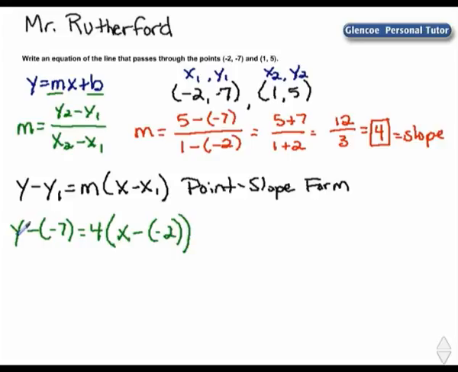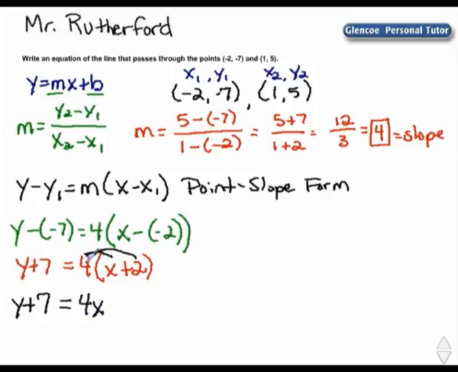So now let's simplify. y minus -7 is equal to y plus 7, which equals 4 times (x minus -2), which is x plus 2. Now in order to eliminate our parentheses, we need to use the distributive property. I will distribute the 4 to the x and to the 2. So y plus 7 for now remains unchanged, and on the right we'll have 4 times x, which is 4x, plus 4 times 2, which is 8.